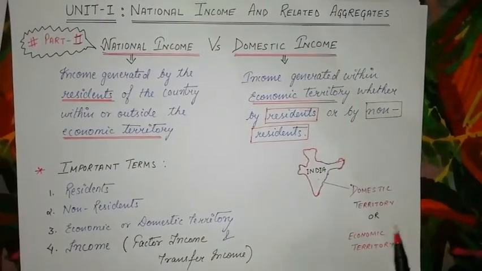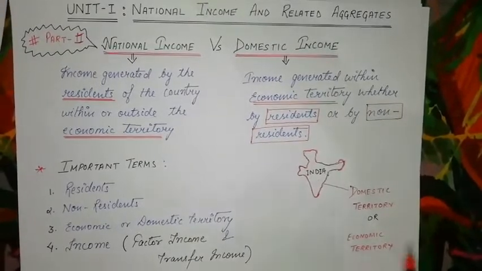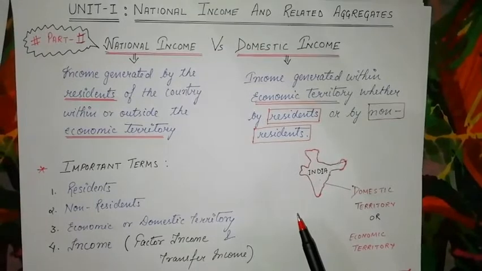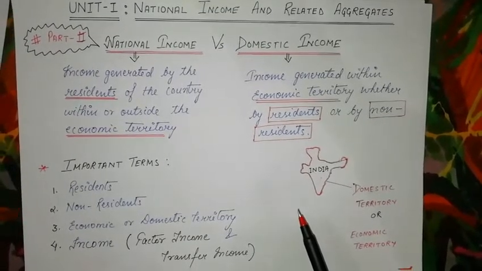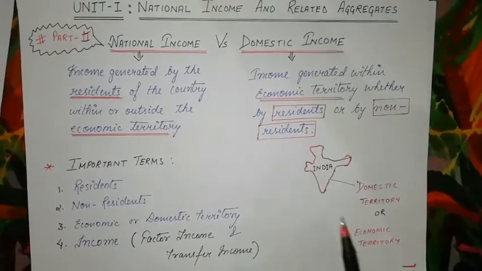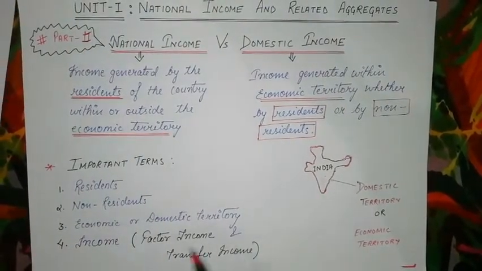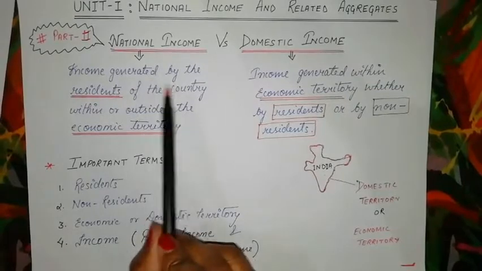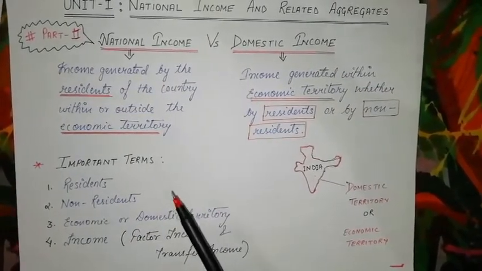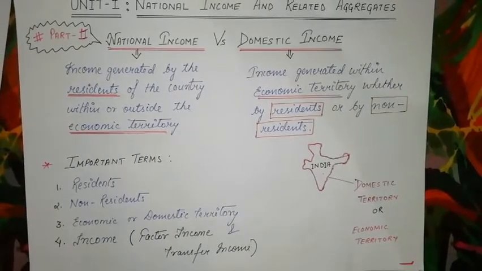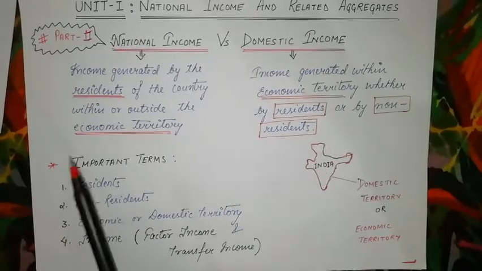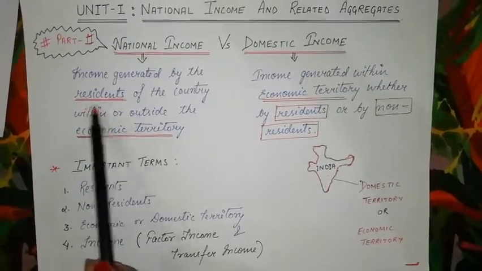As we have seen in our previous videos, what is resident, non-resident, we have also discussed the economic territory. So let's see which kind of income will be termed as national and which income will be termed as domestic income. First of all, we'll discuss national income. National income is an income which is generated by the residents of the country within or outside the economic territory. So any income which is generated only by the residents.